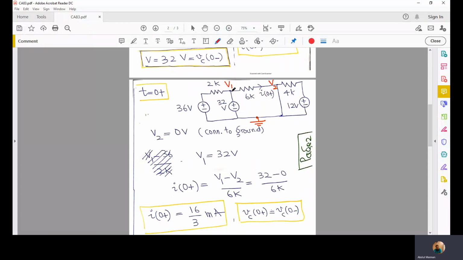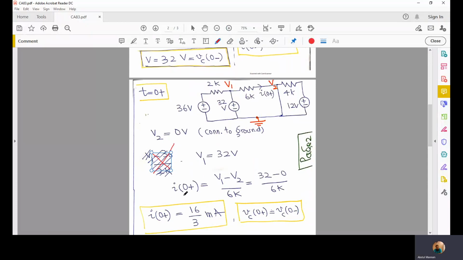For that, we'll apply nodal analysis and assume two nodes, V1 and V2. We know that V2 is directly connected to ground. And for V1, the negative side of this 32 volt source is at ground, and the positive side is connected to V1. So V1 has to be 32 volts. V1 can be written straight away as 32 volts. We don't have to write any KCL equation for this.